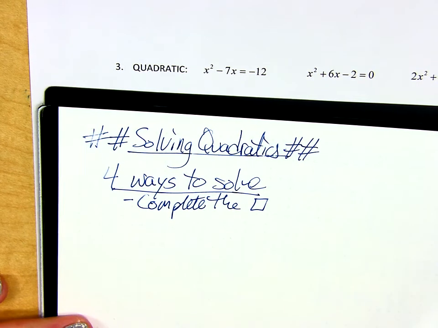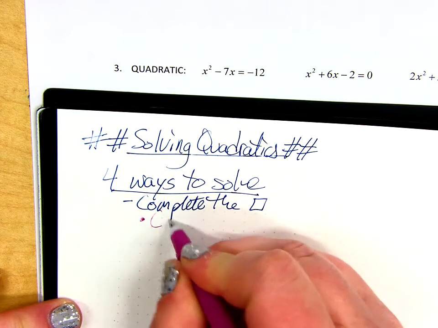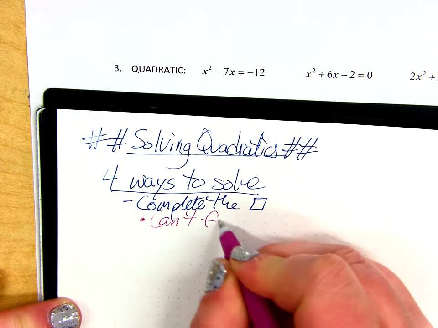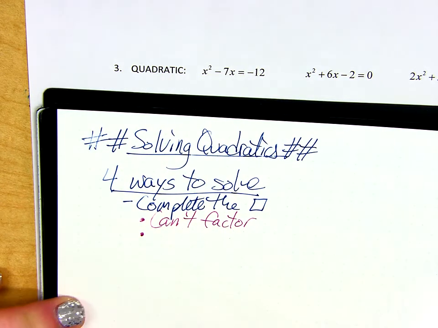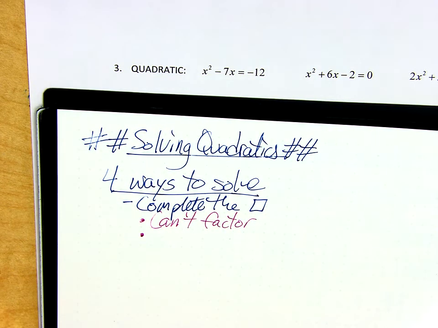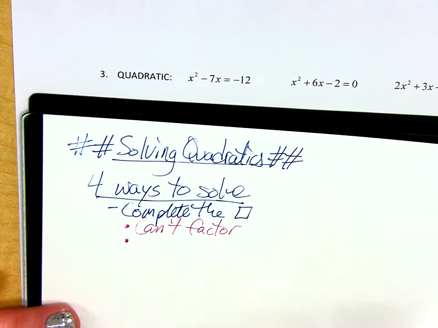Let me grab another color. Oh, let's do this fuchsia color. So can't factor, and when else? What are you looking for that makes an equation a good candidate to complete the square? Do you remember? You want to do this when it had something to do with b. Well, maybe we have to go a step back.